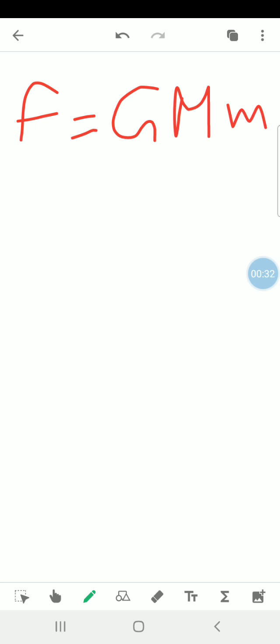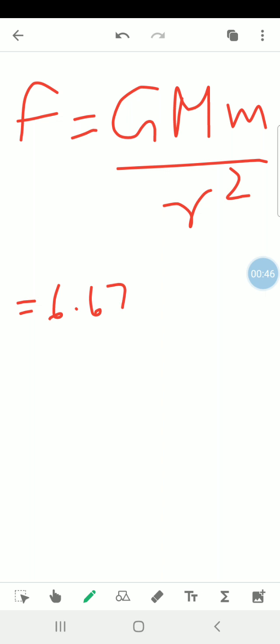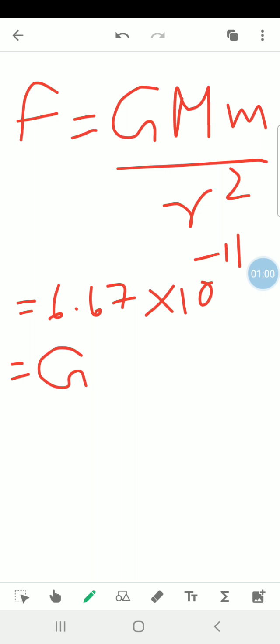What is the equation that you need to use? So the force is equal to capital G, capital M, simple m, or m1, m2 divided by R squared. So this is the equation we need to use. And now we know the value of G, that is 6.67 into 10 to the power minus 11. I'm going to leave it as G itself, because this screen is a little smaller.